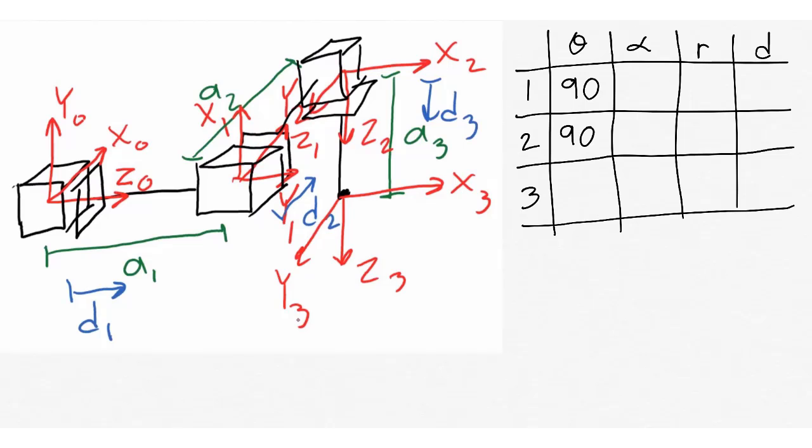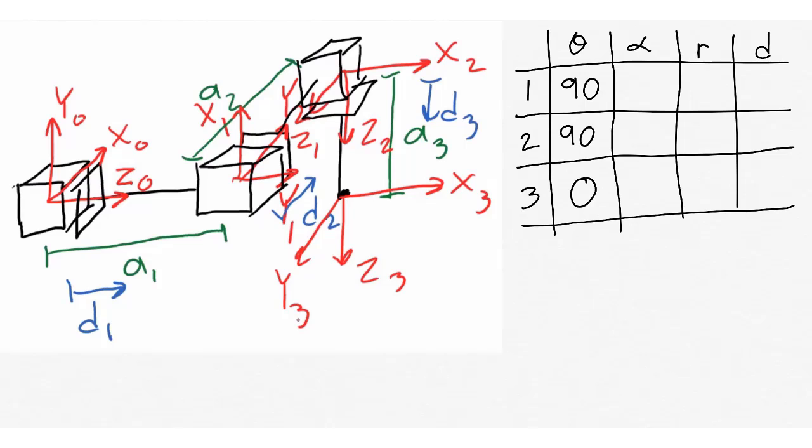Let's do theta for the third row. We have no theta due to the joint variable because our third joint is also prismatic. So the next thing I do is I look at the directions of the 2 x-axes. x2 is pointing to the right, and x3 is also pointing to the right. So there isn't any theta rotation that is needed to get these 2 axes to match. Theta for the third row is 0.